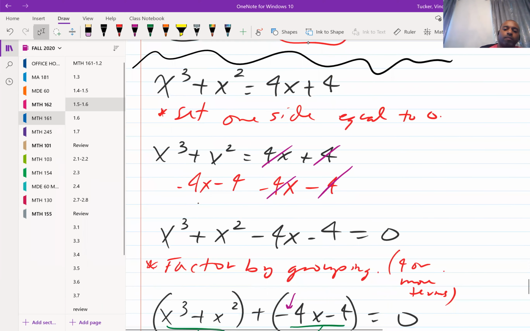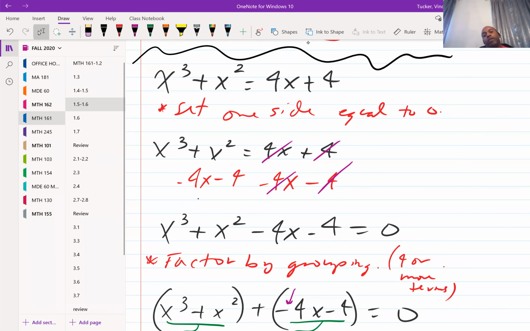All right. Next step, we want to factor just like before. Once it's set equal to 0, we look to see if we can factor. This time we're going to use the factoring by grouping technique. Whenever you have 4 or more terms, you're going to factor by grouping, in which you group together the first 2 values or first 2 terms and the second 2 terms.